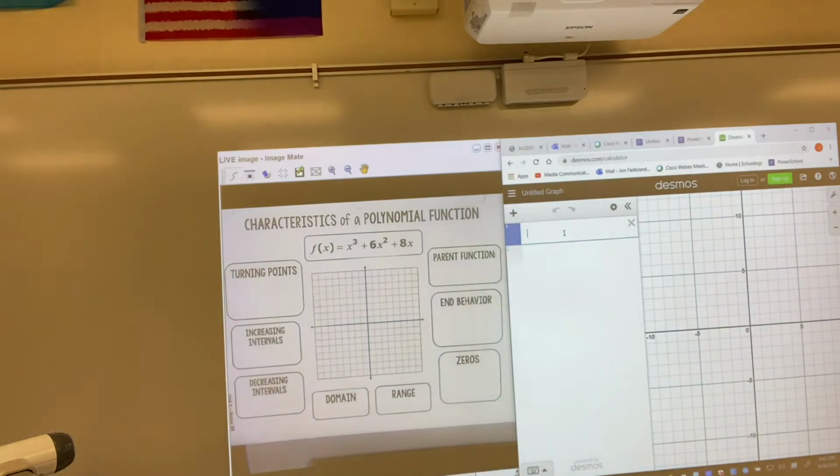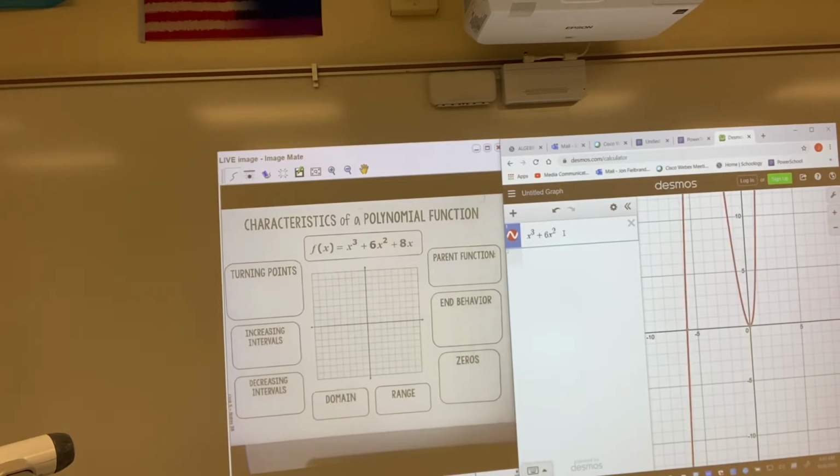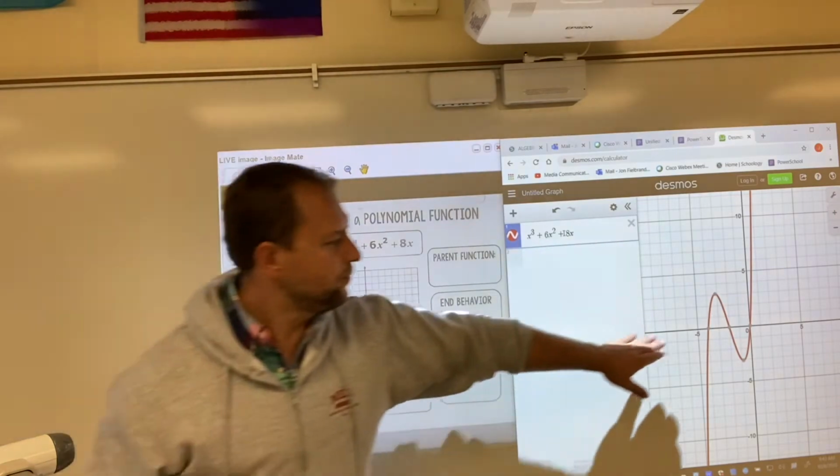So, x, caret key up, which is the shift and the number 6 key. Then we can get our cube in. Bring an arrow down so it comes back down to the main level, plus 6x caret up for the square, plus 8x. And we get this graph.